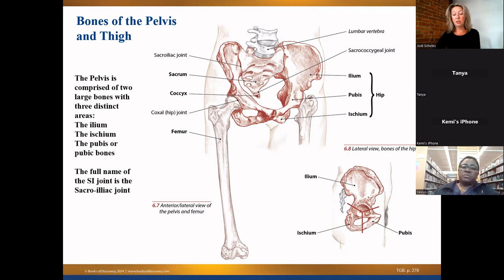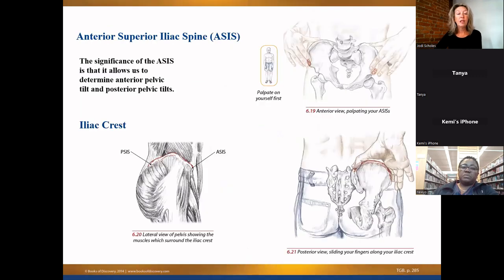And that's good enough to know on this page. So here, I'd like you to go ahead and palpate on yourself the anterior superior iliac spine. The ASIS is a bony landmark. Hopefully they covered it with you in school, but it's a bony landmark that we use to determine whether someone has a tilted pelvis, whether they have an anterior tilt or posterior tilt.